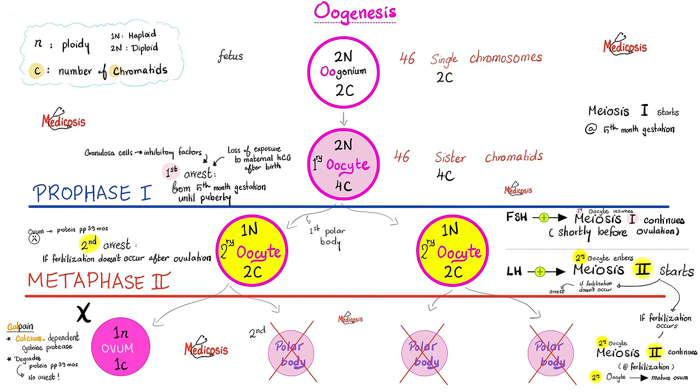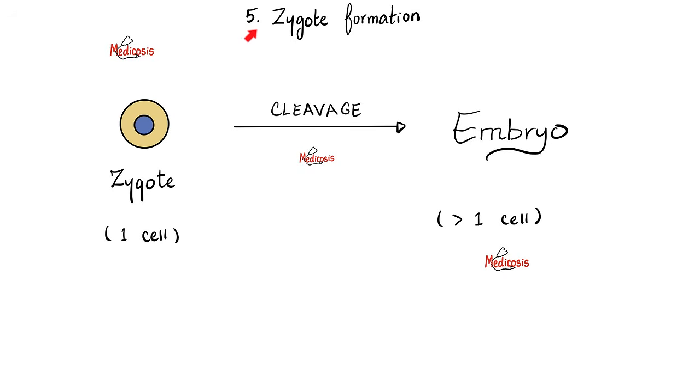Step number 4 is the maturation of the secondary oocyte into a mature ovum and release of the arrest of metaphase 2, we're gonna finish meiosis 2 and become a mature ovum. This only happens after fertilization. Step number 5 is zygote formation. One sperm and one secondary oocyte, we can call it ovum now, will equal one zygote. The zygote is diploid with 46 chromosomes.